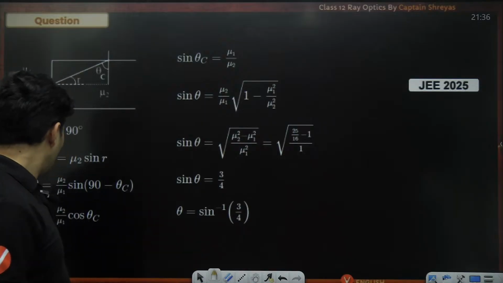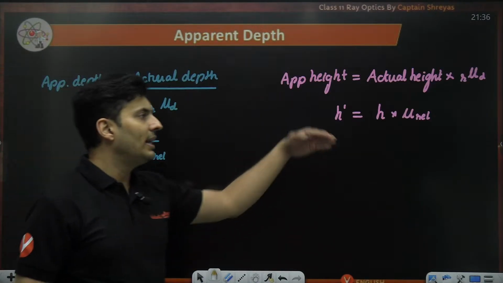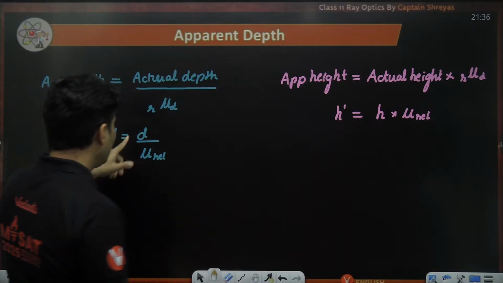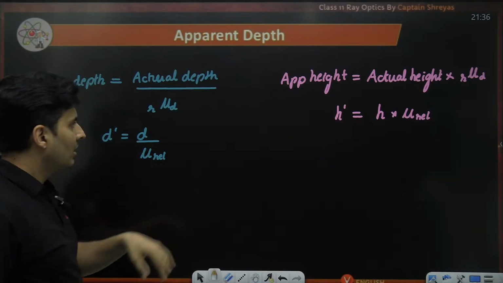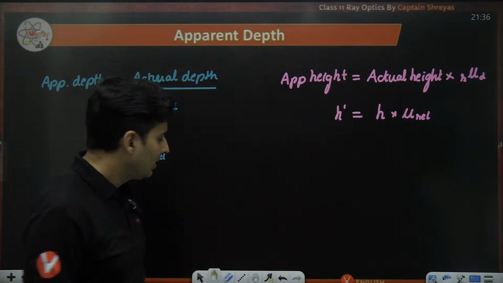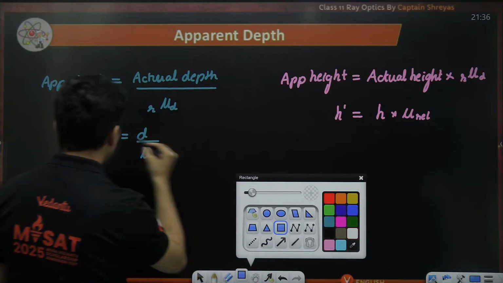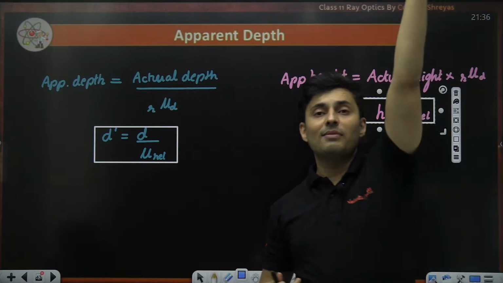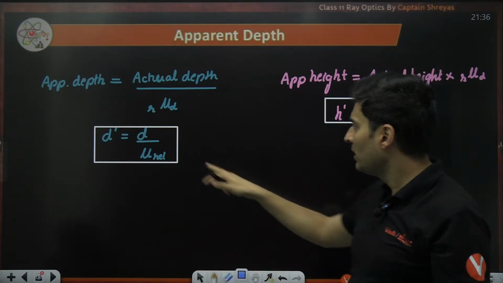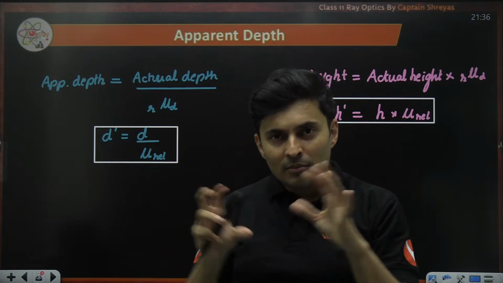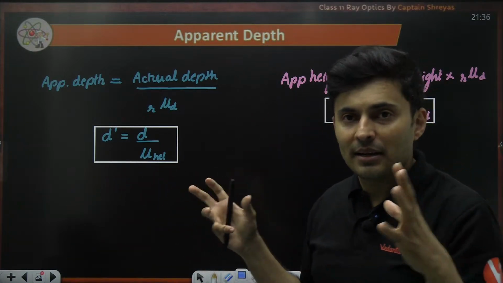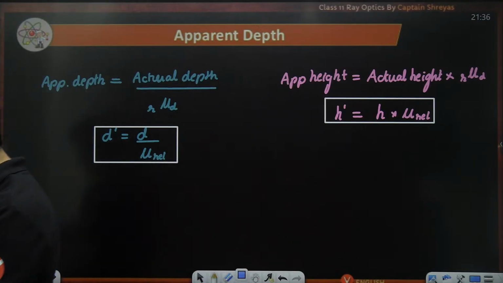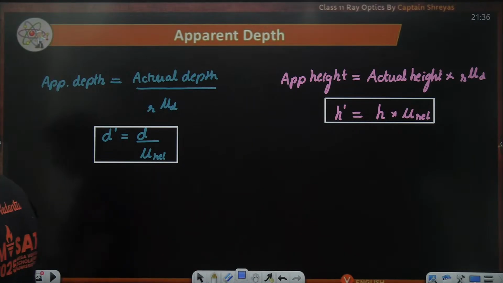So whenever it comes to height, multiply. Whenever it comes to depth, divide. D for dive, denominator. H for height, numerator. So very easy looking formula. For height, it will be more, it will be farther, so multiply with a number more than 1. For depth, in the denominator, divide with a number more than 1 so that D prime will be less than D. Very simple. Okay, cool, perfect.